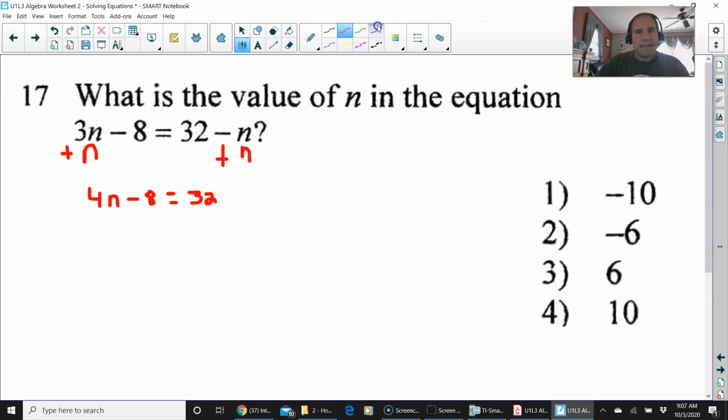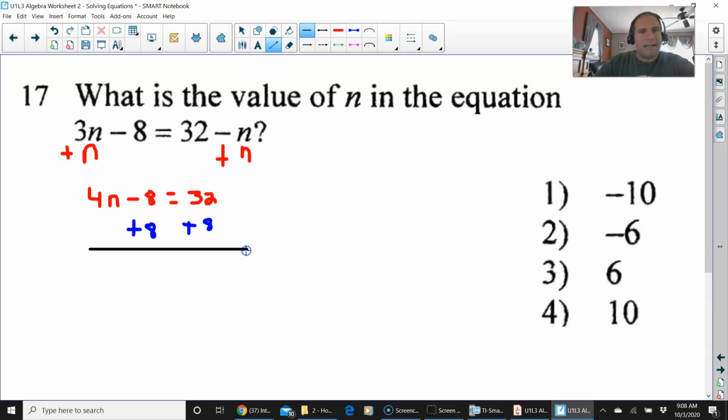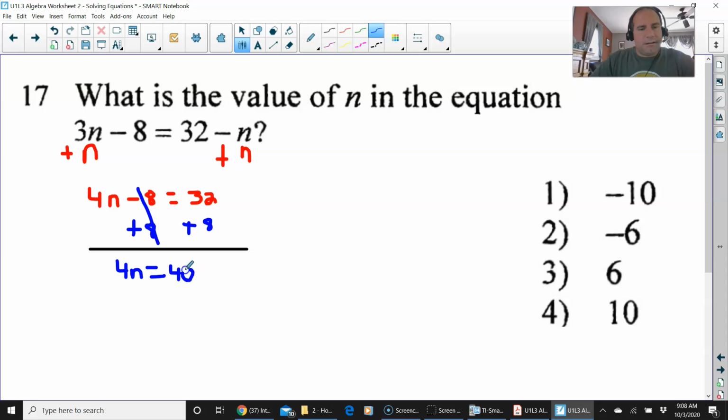You're going to add 8 on both sides using inverse operations. And once you are finished with that, the 8's cancel and 4n comes down and is equal to 32 plus 8, which is 40. One-step equation, divide by whatever is next to that variable, and we have 4's that cancel, n equals 10. And it's a positive 10, so that's just choice 4.